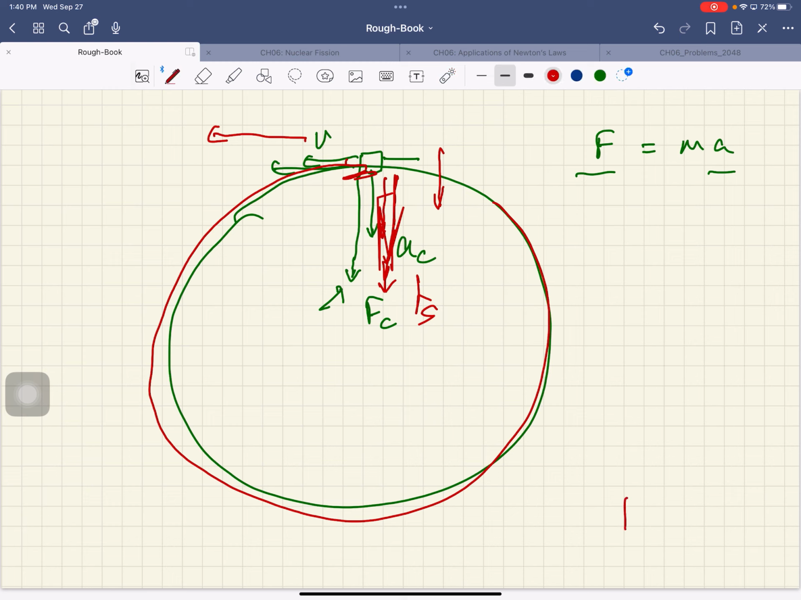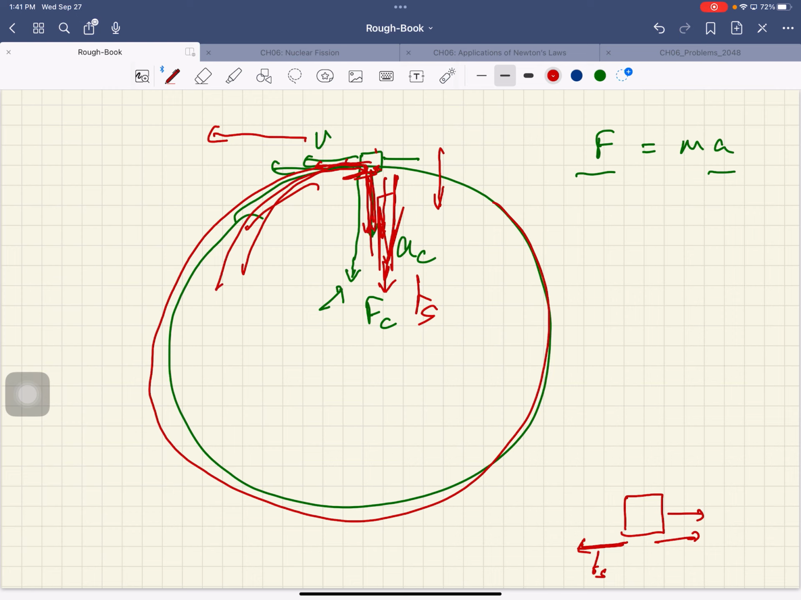So let's say the box wants to move in this direction, and the static friction force, the atoms, were pulling in this direction to prevent it moving in that direction. In the case of the car, it wants to move straight, but you are pulling the car in this direction to make it go around like that. And the only thing that can pull is the atoms of the tire attached to the road. So you have to pull in this direction to make it go around.